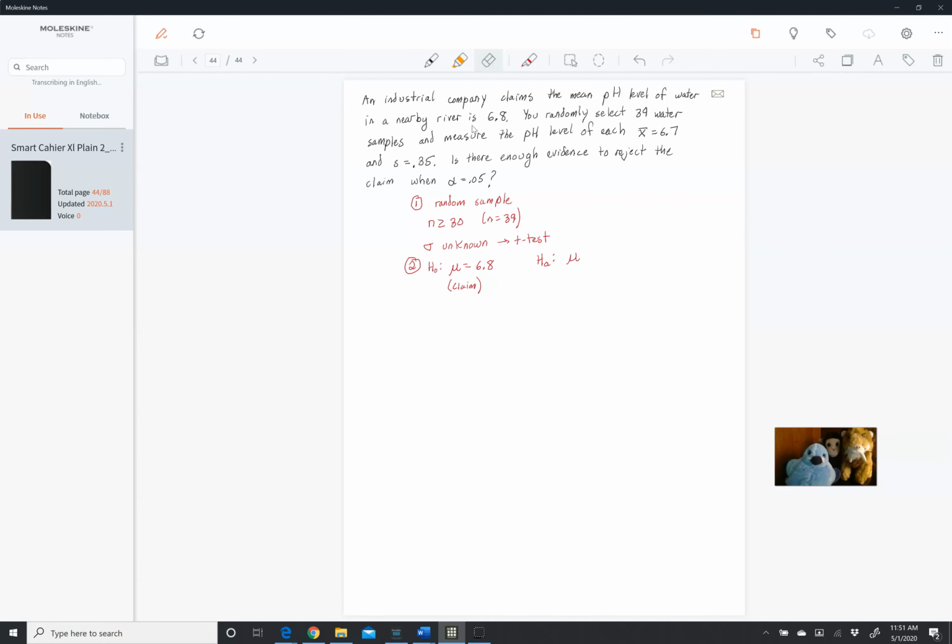So the opposite of equals is not equal. That's our alternative hypothesis, okay? Level of significance is given to us. It's 0.05, and our degrees of freedom is our n minus 1. 39 minus 1 is 38.